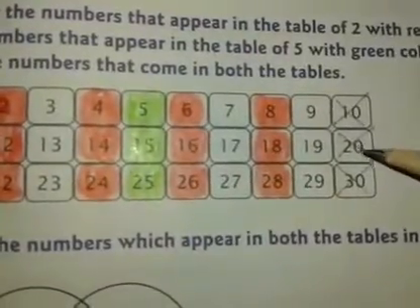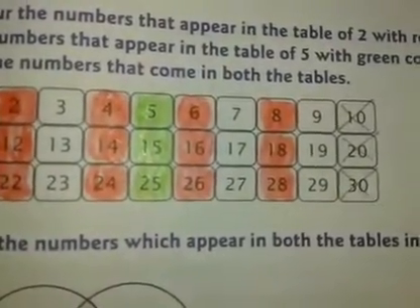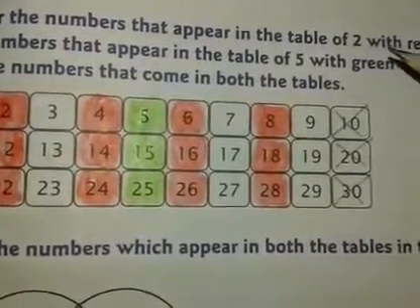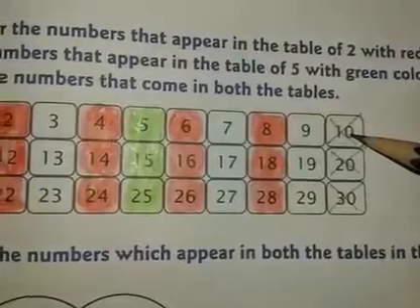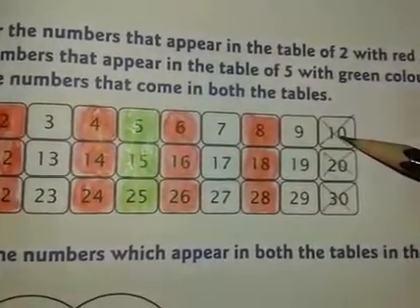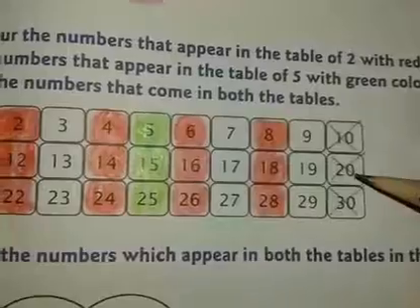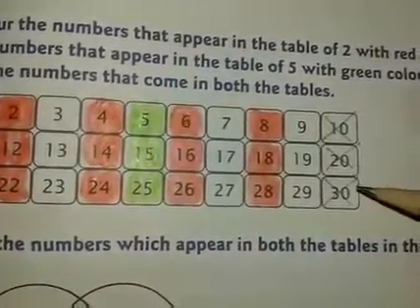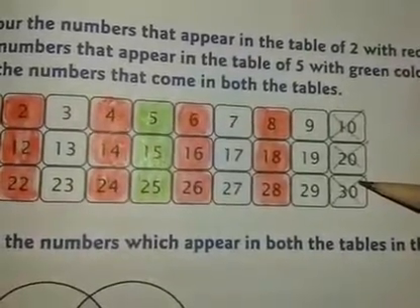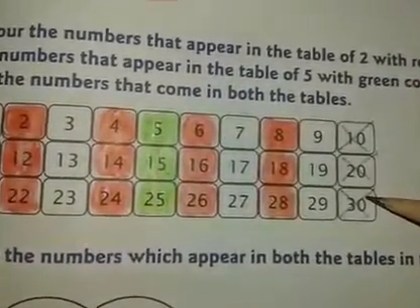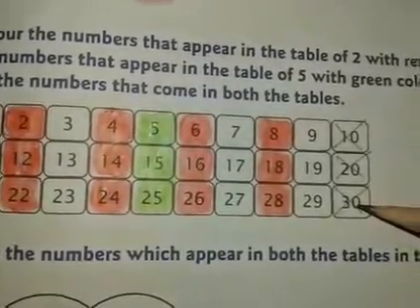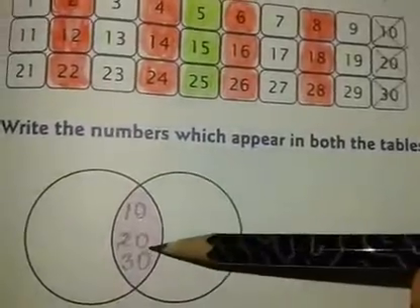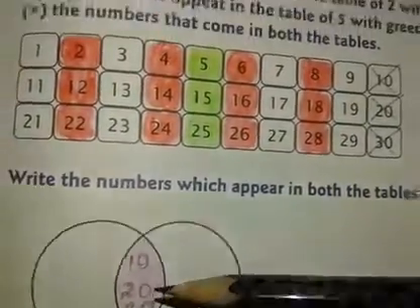These 10, 20 and 30, these 3 numbers come both in the table of 2 and 5. 2 5s are 10, so it is coming in the table of 2 also, in 5 also. 20, it is 5 4s are 20, again 2 10s are 20. 30 is 2 15s are 30 and 5 6s are 30. So these 3 we will not color and we will put a cross, and these are the 3 numbers that are to be written over here.